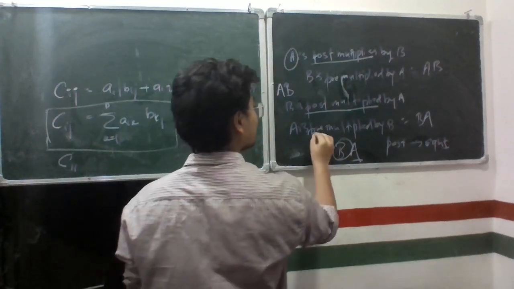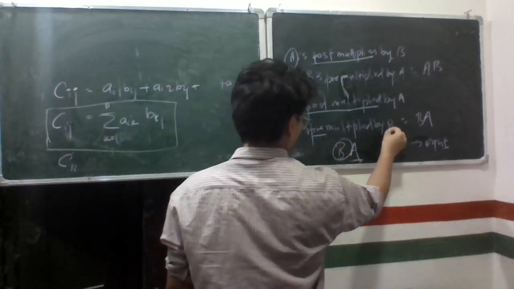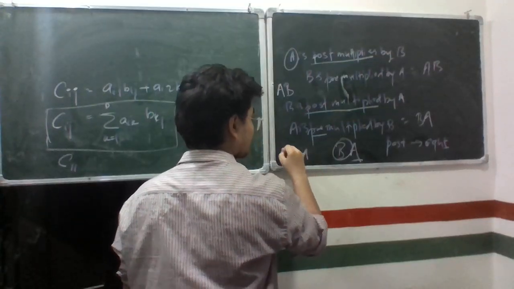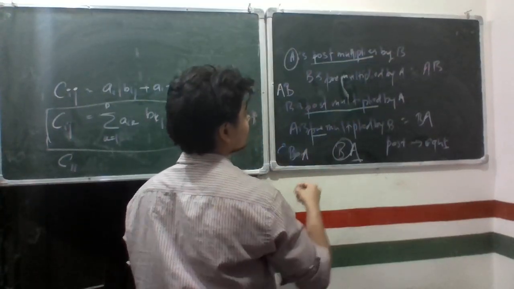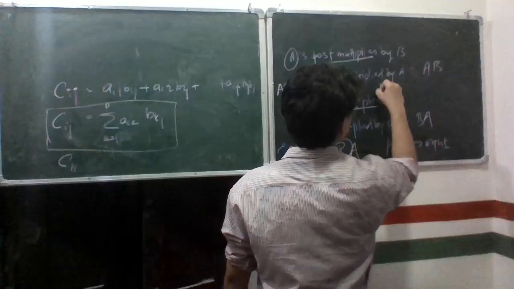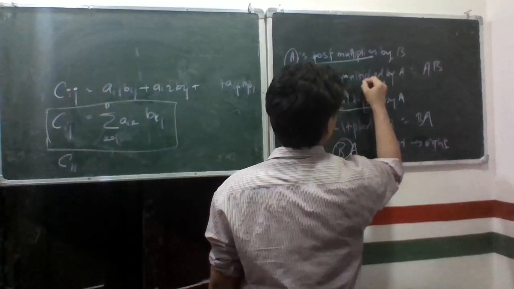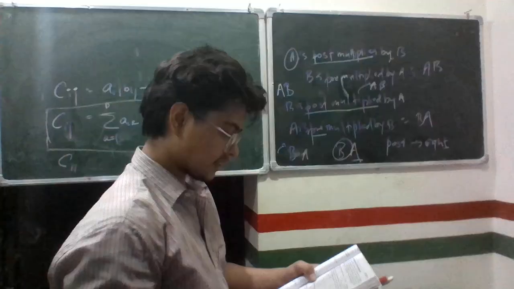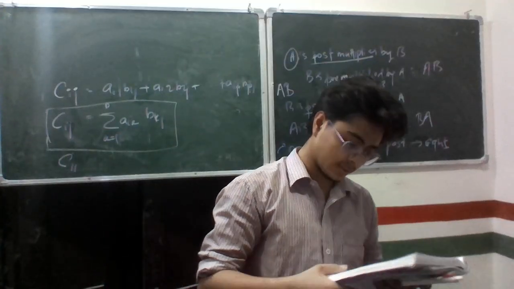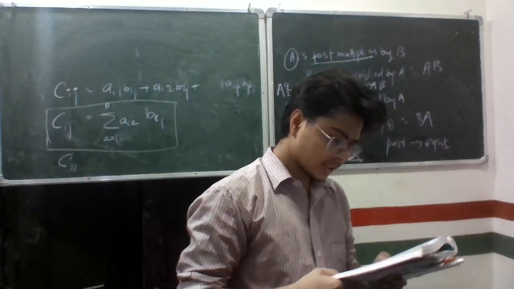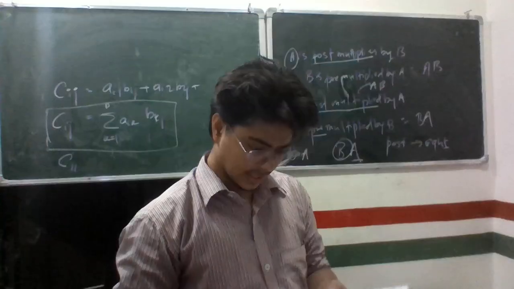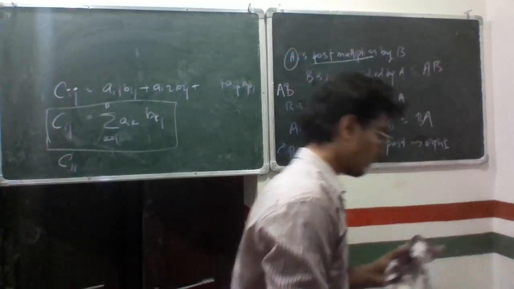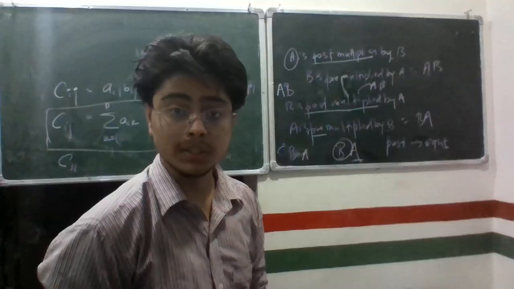Similarly, if we say pre, then A is already there and B multiplies it from the left hand side, and similarly B is already there and A multiplies B from the left hand side. It's just a way of saying it. So let's see two examples, one by one, for the post multiplication and one for the pre multiplication.